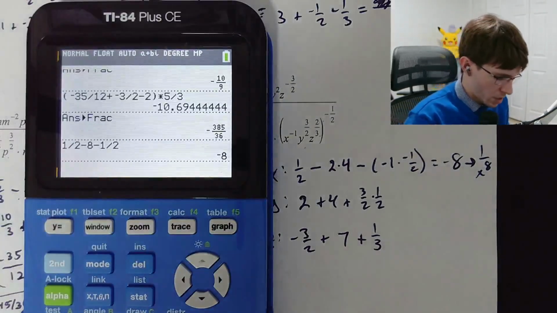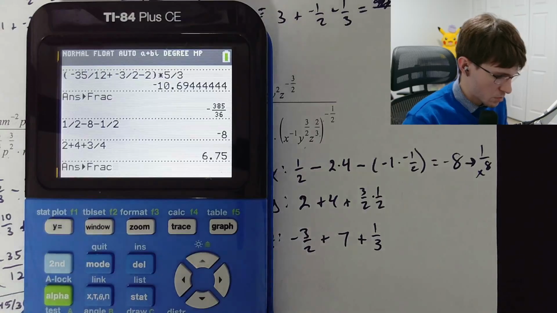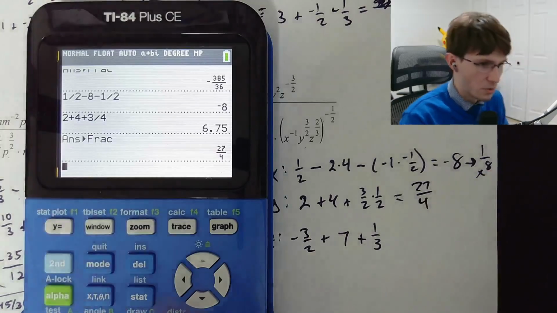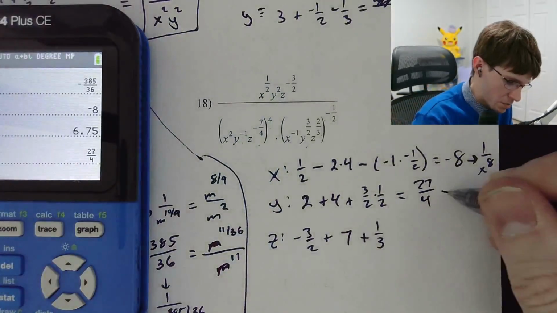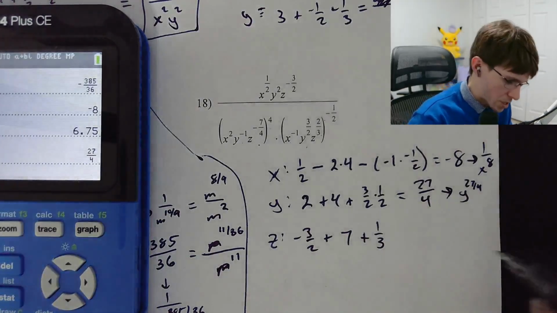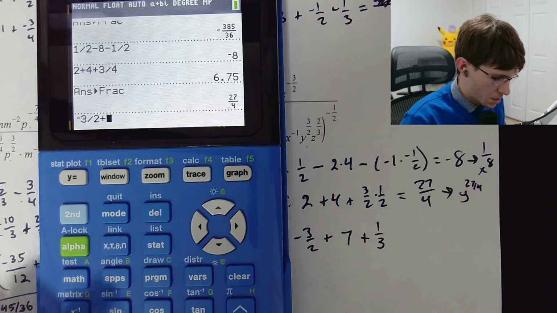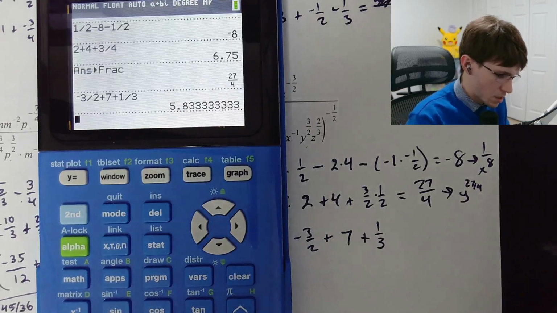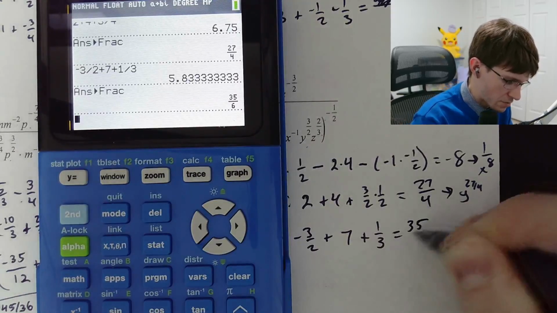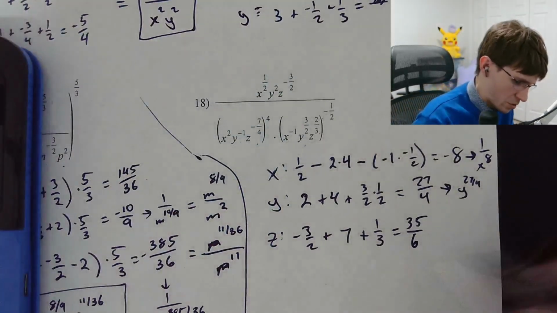And then over here, we're going to get 2 plus 4 plus, looks like 3 divided by 4. And again, this is one we could have probably just done without a calculator, but that's okay. 27 over 4. That's all numerator, so we have nothing to worry about. That's going to become y to the 27 divided by 4. And then for this last one, -3 over 2 plus 7 plus a third. And that's going to be 35 over 6. And again, that is all positive. So there's no extra work we have to do in this question.